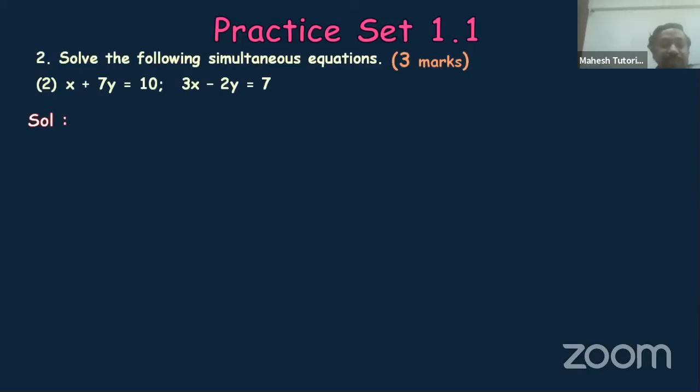Now in this sum, we have been given two equations. First one, x plus 7y is equal to 10. Students, can you all tell me which are the two variables in this equation? X and y. Perfect. The second equation, 3x minus 2y is equal to 7. Students, can you all tell me which are the two variables in this equation? X and y. Now the question says that we are supposed to solve these equations, means we are supposed to find the value of x and y. But we will solve these equations by the elimination by substitution method.